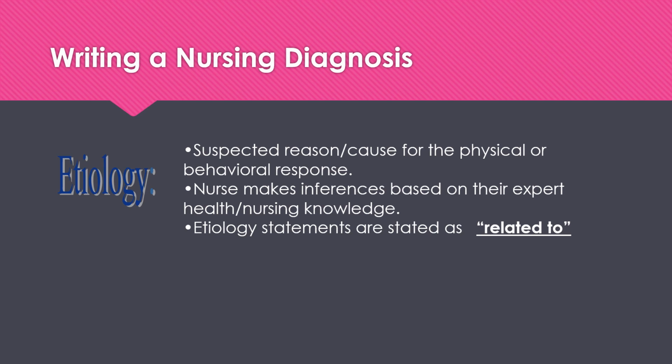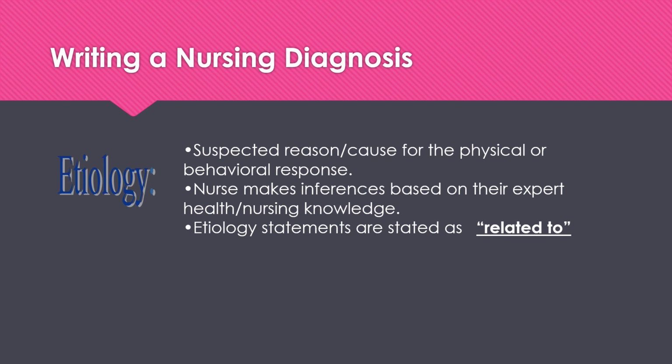The second part of the PES statement for nursing diagnosis is the etiology. This is where we write our suspected cause or the reason for the response or problem. We use our knowledge to make this inference to the cause of the problem. We write the etiology section with "related to." For our pneumonia patient, I would write ineffective airway clearance related to excessive secretions.